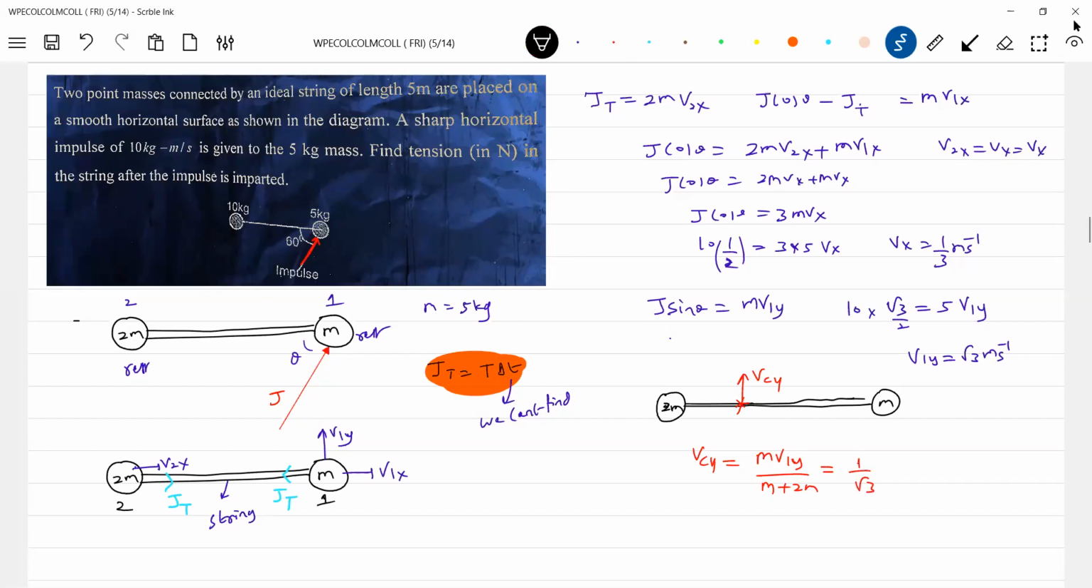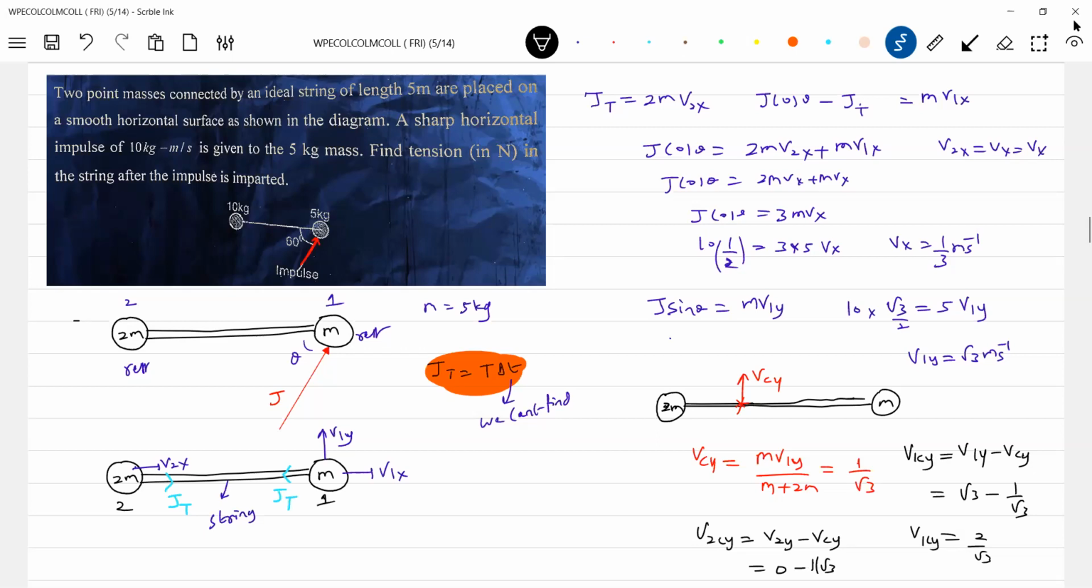So let me calculate v1cy equal to v1y minus vcy. v1y we know is root 3, vcy is 1 by root 3, so this will be 2 by root 3. Similarly, v2cy is v2y minus vcy. v2y is 0, and vcy is 1 by root 3.